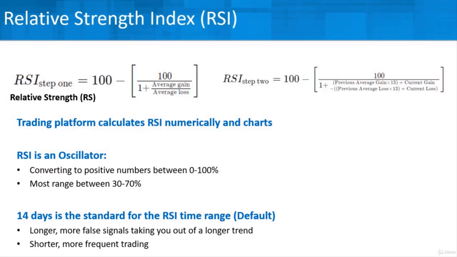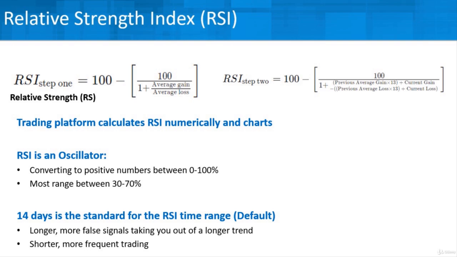Also, the default for RSI, as far as how it was developed, is 14 days, 14 trading days. That is the standard for RSI time range. You could use other time ranges. You could use 14 periods, so it could be 14 hours, 14 minutes, whatever you might want to do. But the standard was built around days, which is 14 days as a standard for an RSI.